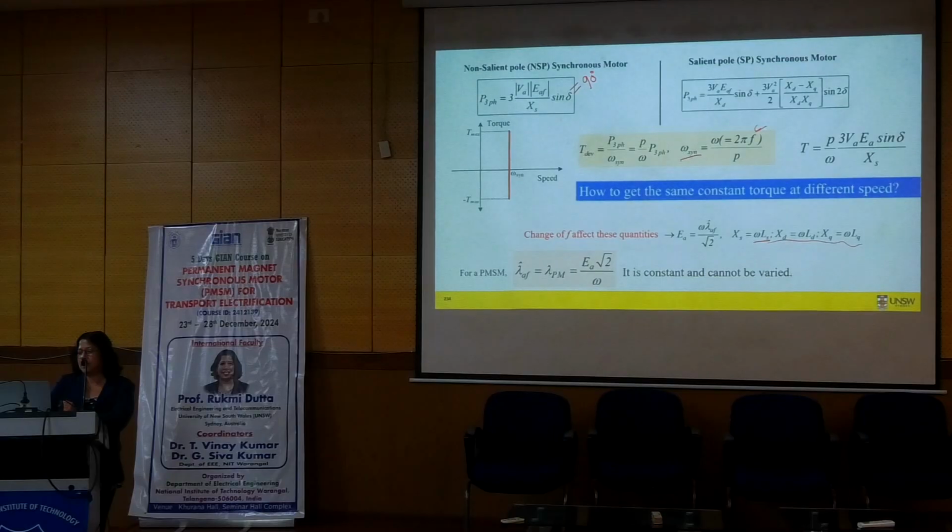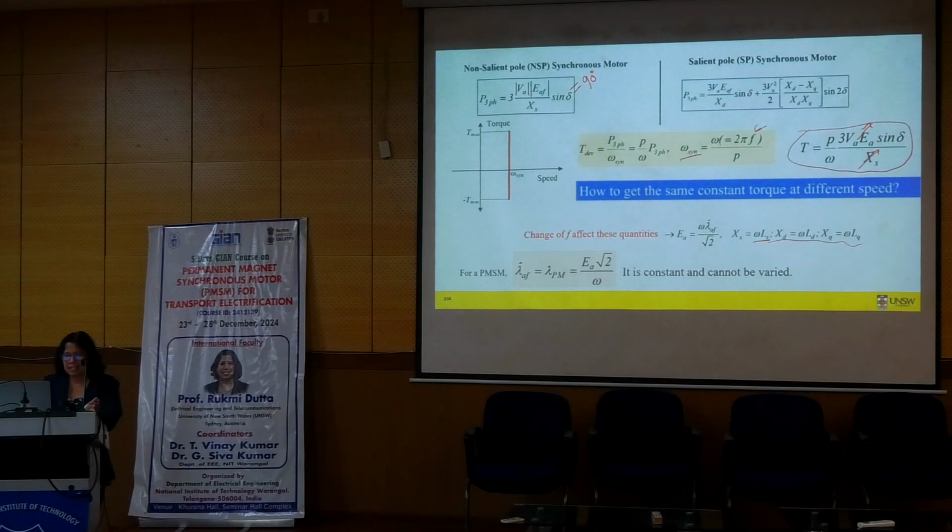So in our torque equation, let's say this is the torque equation here. If I only change frequency to get different speed, this quantity is going to change and this quantity is going to change, right? So I'm not going to get the same maximum torque, right? So how do I get the same maximum torque at many different speeds? I want to get the same torque at many different speeds, right? Only then it makes sense. So how am I going to get it?